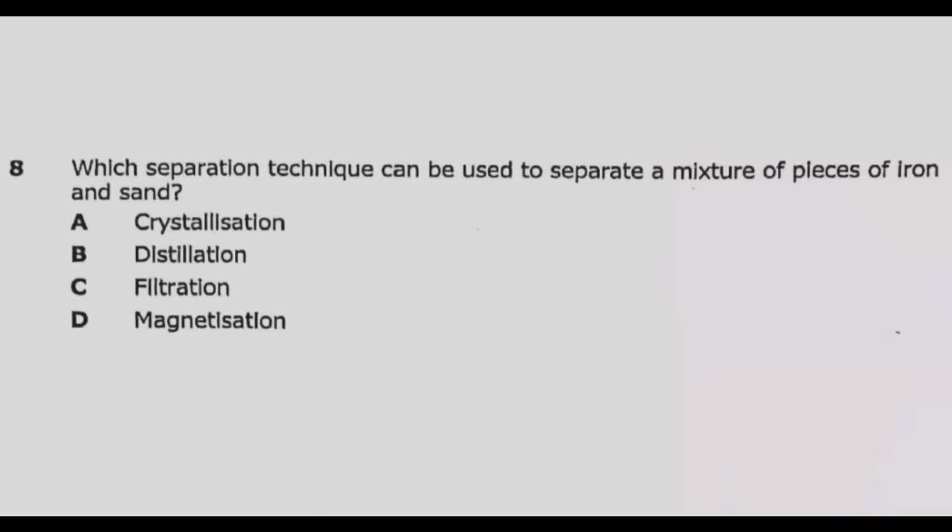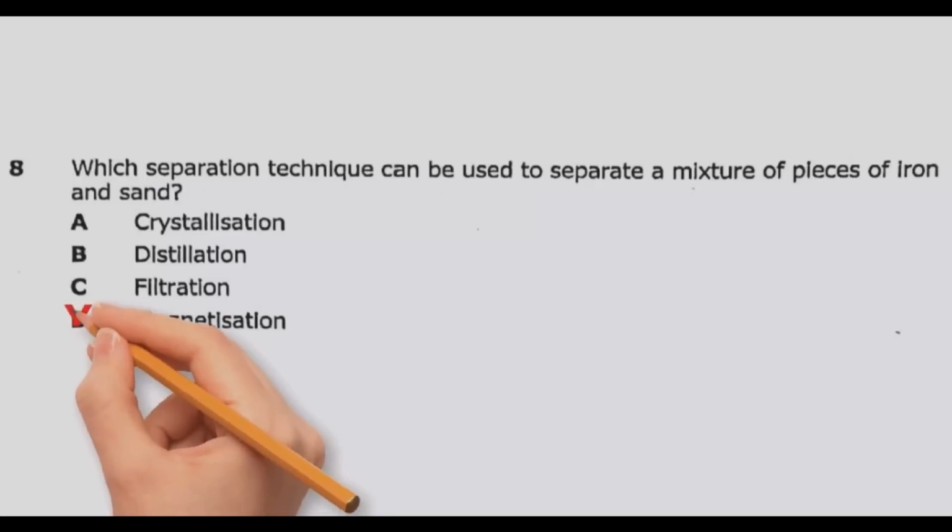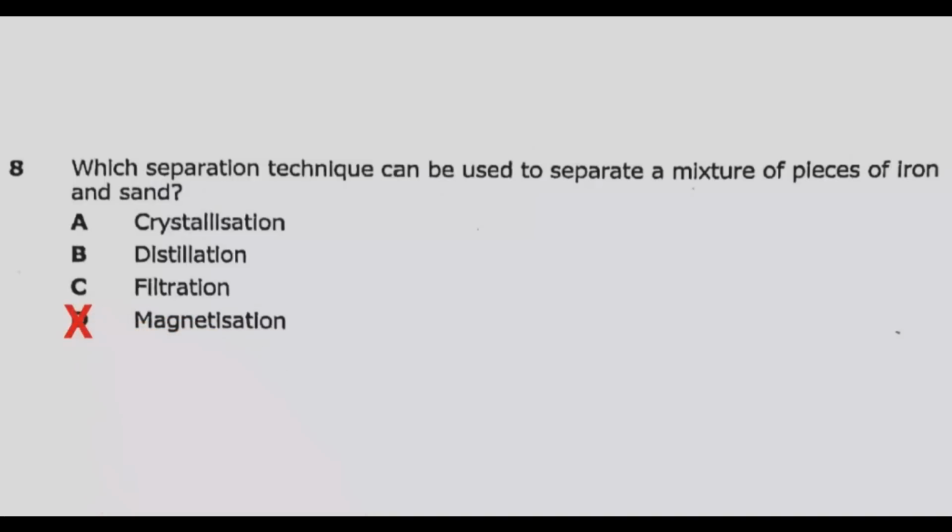Question 8 is as follows. Which separation technique can be used to separate a mixture of pieces of iron and sand? A, crystallization. B, distillation. C, filtration. D, magnetization. So the correct answer is D, which is magnetization.